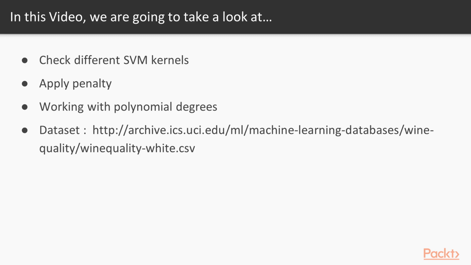In this video, we'll check different SVM kernels, we'll apply a penalty, and we will work with polynomial degrees. The dataset is the same wine quality dataset. Let's go to the code.